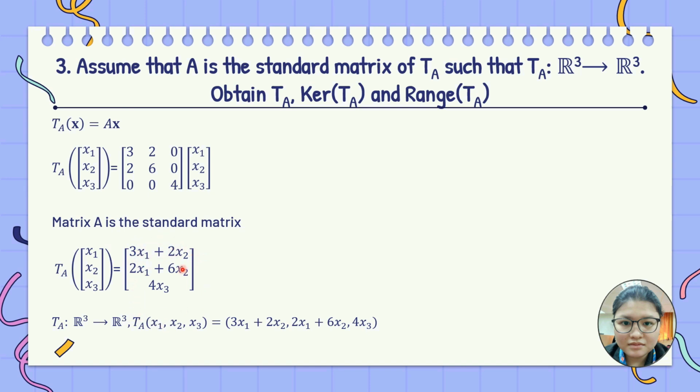The first row equals 3x1 plus 2x2. The second row equals 2x1 plus 6x2. And the third row equals 4x3. After that, we need to rewrite them in the form of a linear transformation. TA is equal to 3x1 plus 2x2, 2x1 plus 6x2, and 4x3.